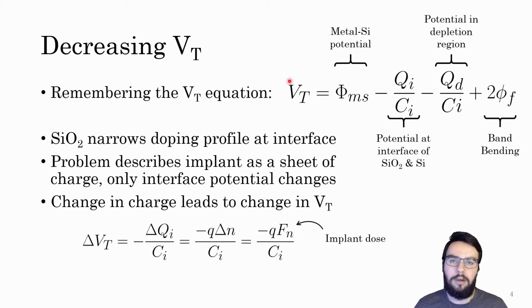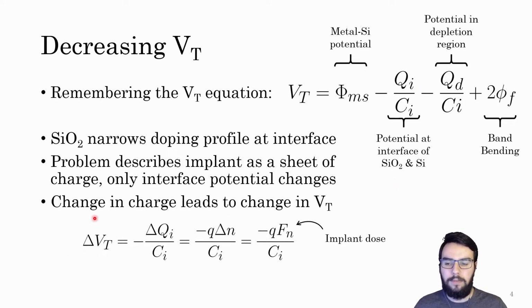and some interesting facts to think about. First of all, the silicon dioxide actually narrows the doping profile to be mostly at the interface, and the question mentions that the implant creates a sheet of charge only at the interface. So that means we can discount pretty much all these terms except the center one, or the second one, because that one deals with the charge at the interface. And that is what we care about.